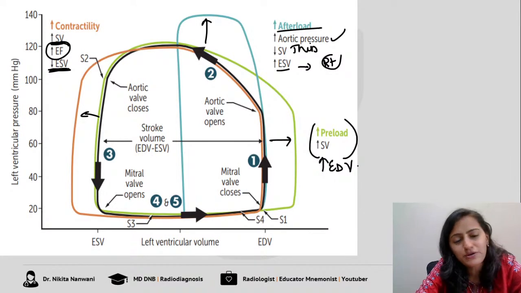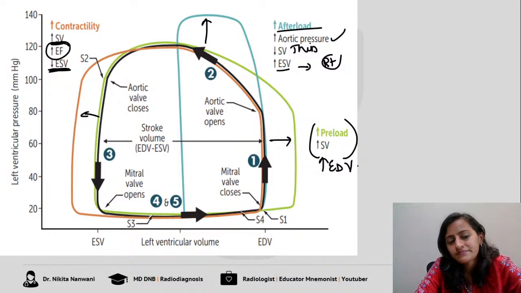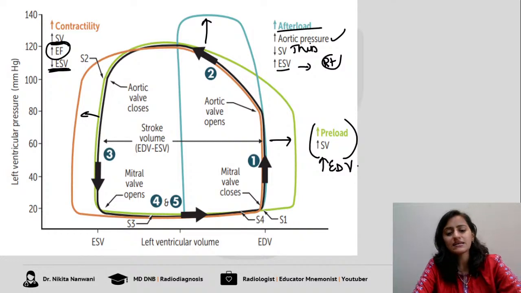Clear with everyone? Did you get this concept? The graph which looks scary, but actually it's very, very logical. Okay? Is this clear with everyone?